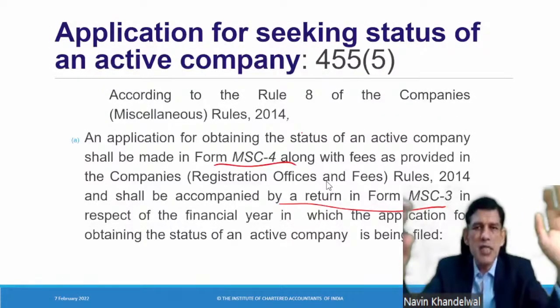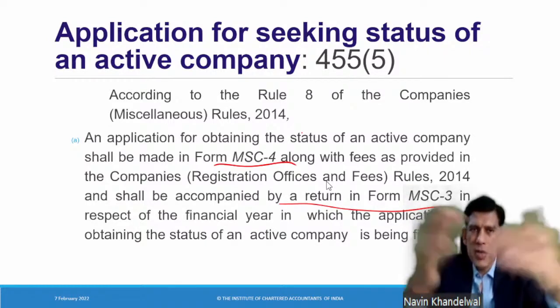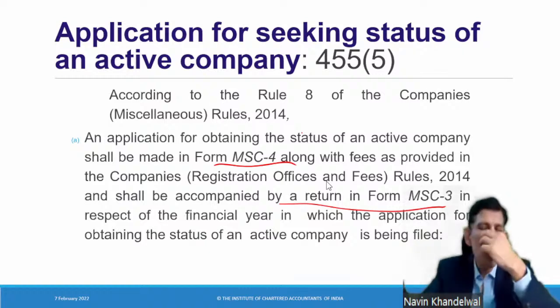So that means you can become active where you make an application. The company will come and make an application in the respective forms. That is, from this financial year, I want to classify myself as an active company.